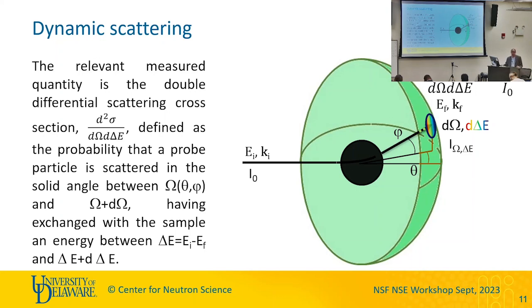Then, because of the dual nature of these particles, they interact with the sample and come out, and within certain approximation, we can still imagine them as a particle coming out. The scattering experiment essentially consists in measuring the probability that these probe particles have exchanged a certain energy and momentum with the sample, and therefore will be detected at a certain scattering angle or with a certain energy.